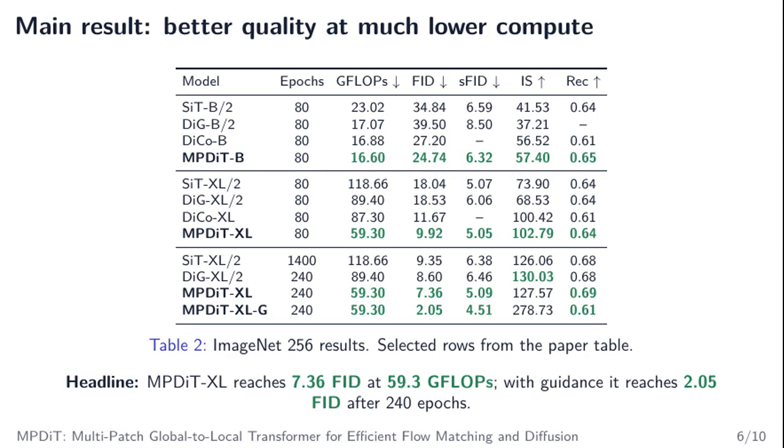Now we move to the main quantitative results. The important comparison is quality versus compute. At the B scale, MPDiT uses 16.6 flops and reaches FID 24.74. This is better than the selected efficient baselines at a similar compute level. At the XL scale, MPDiT XL uses 59.3 flops. This is about half the compute of the dense high-resolution SiT XL/2 model. With 80 epochs of training, MPDiT XL reaches FID 9.92. With 240 epochs, it improves to FID 7.36. And with classifier-free guidance, it reaches FID 2.05. So the result is not just lower compute. It is lower compute while keeping strong sample quality.